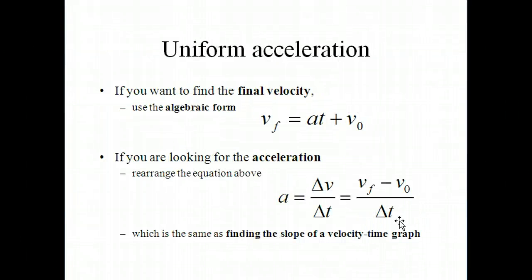this equation can be applied to a graph of velocity versus time. For uniform acceleration, we have the algebraic form: the final velocity equals acceleration times the time plus the initial velocity. We can rearrange this equation to solve for acceleration. If we solve this equation for a, we get that the acceleration equals the final velocity minus initial velocity over the time interval. But that also equals what's in the middle here, which is the slope of a velocity-time graph, rise over run.